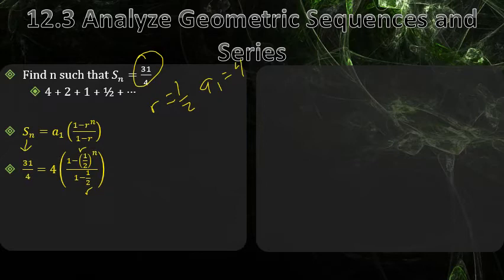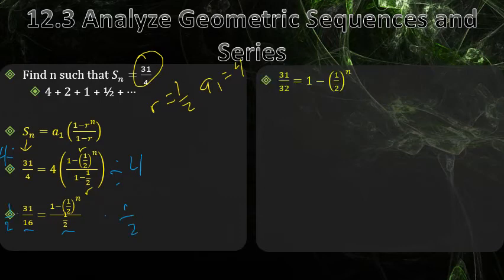And we need to do some simplifying. So the first thing I did is I divided both sides by 4. And so my 31 over 4 became 31 over 16. The bottom, 1 minus 1/2 is 1/2. So next I'm going to multiply by 1/2. So it'll give me 31 over 32 equals 1 minus 1/2 to the n.